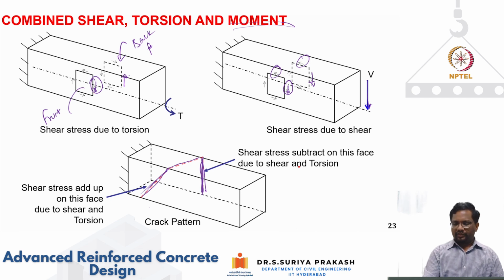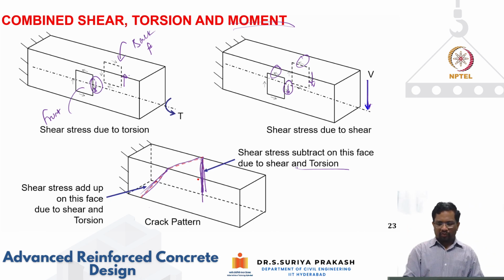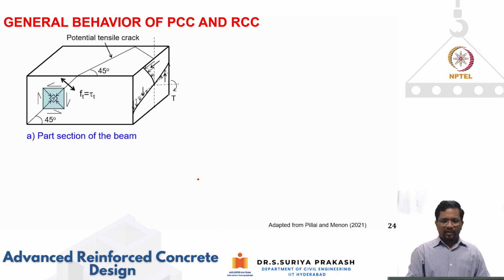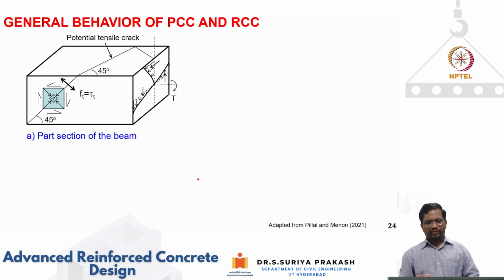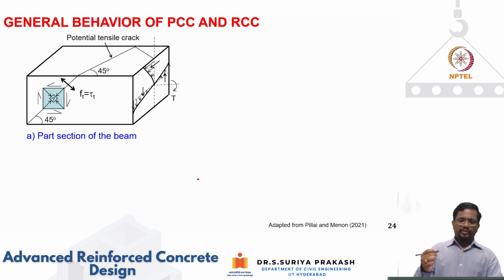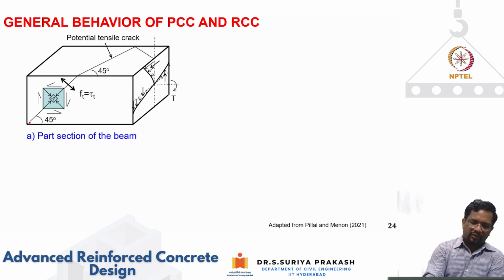So as we said, shear stresses subtract on this face due to shear and torsion. Predominantly the cracking will be governed by bending. That's why you have more or less a vertical crack. Now let us see what happens to plain concrete and reinforced concrete. We have seen that the direction of the cracking is going to change, and you'll get this kind of 45-degree crack, and it is going to go like this and go like this.